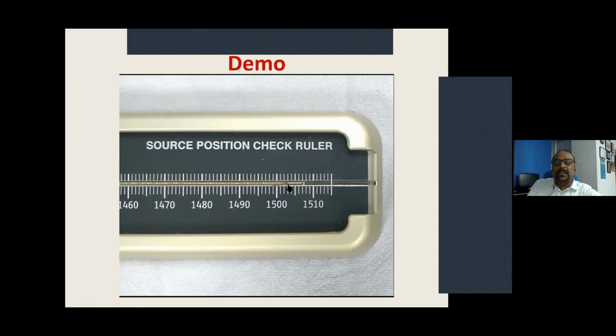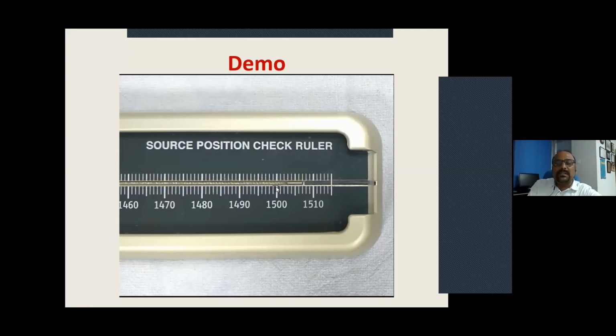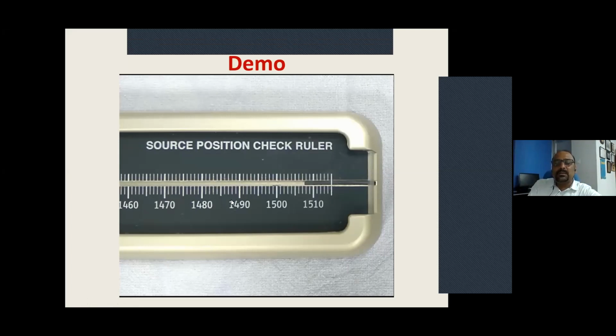So when we start the treatment, first the dummy source comes and then it checks whether the path is clear or not. I have put my source at the 1500 position, but this dummy source just goes 7 mm beyond and checks that the path is clear. Once the path is clear, it will go back. So the dummy source has gone back.